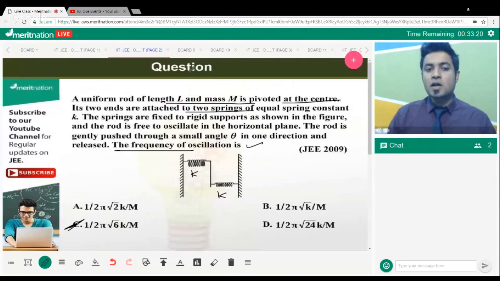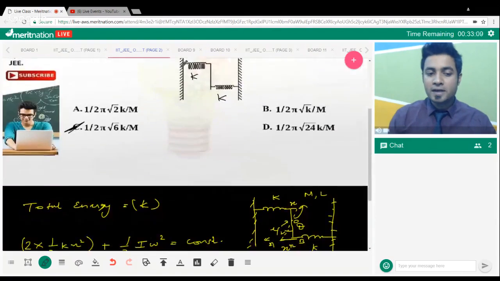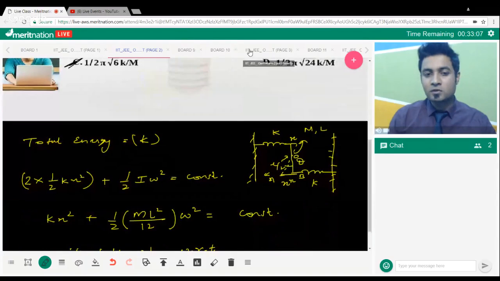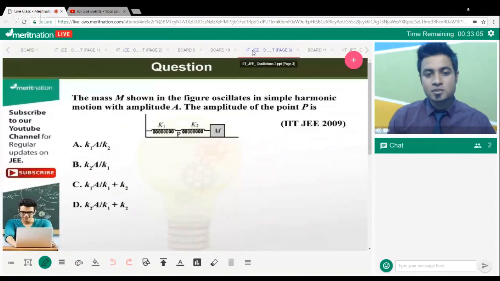So guys, this is how you have to do it. Again, I'm telling you, you have two kinds of methods. Either you can go for the energy method, or you can go with the restoring force method. I personally find this one easy. That's why I always follow this energy method. Okay, so it's up to you.